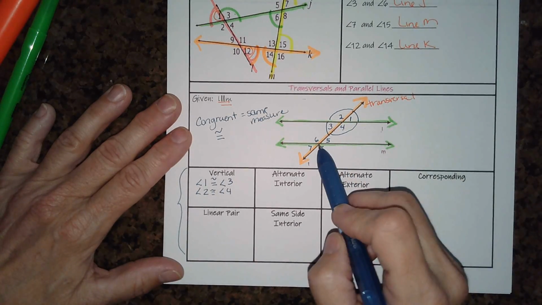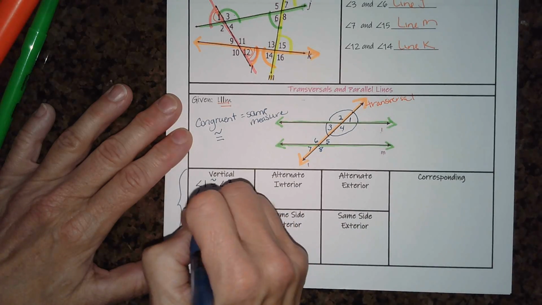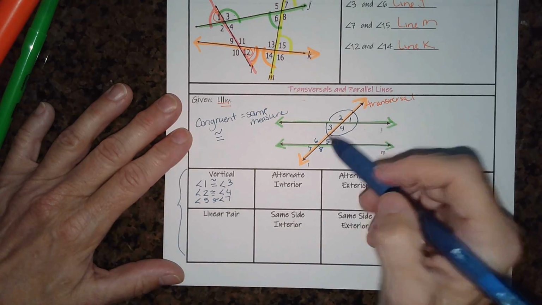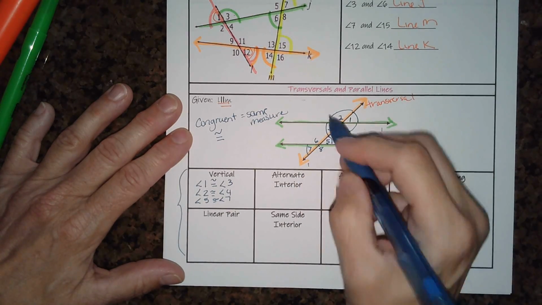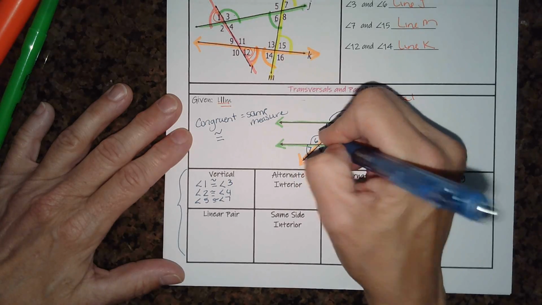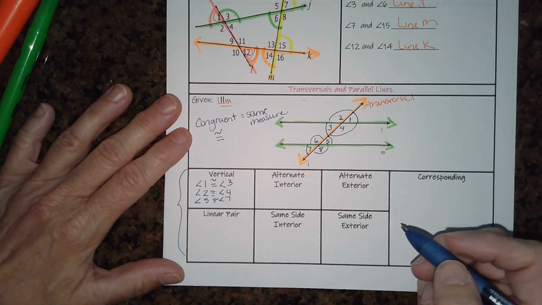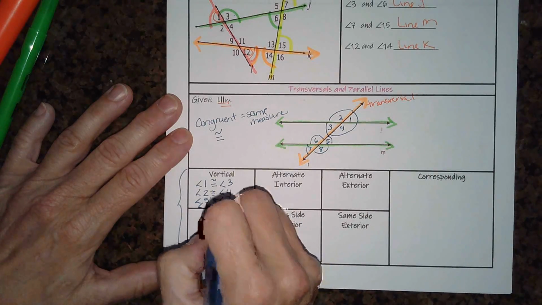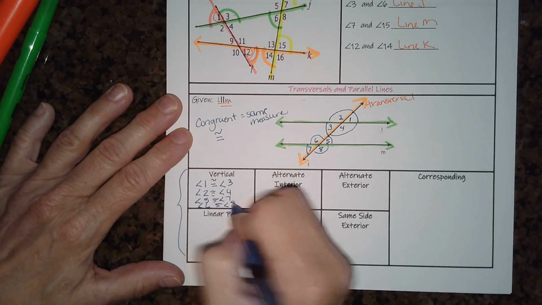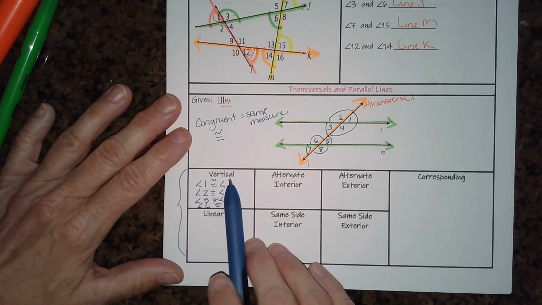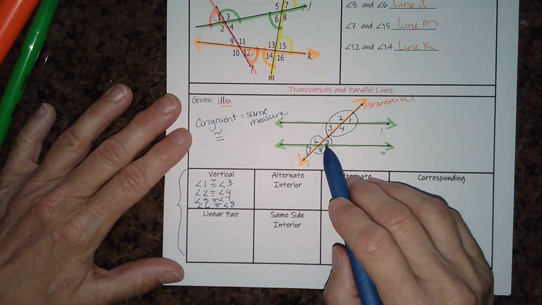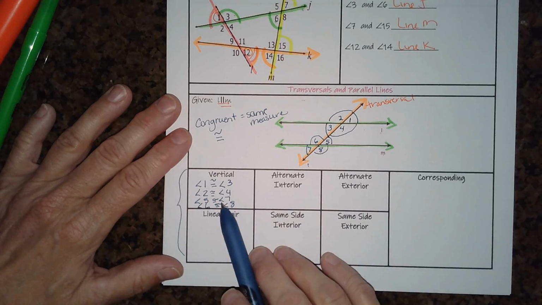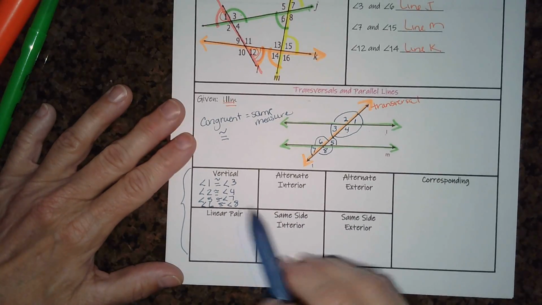Then let's move down to this intersection. Angle 5 is congruent to angle 7. And then also angle 6 and angle 8 are vertical angles. So they are also congruent. So angle 6 is congruent to angle 8. And so vertical angles are angles that are opposite each other at the intersection of two lines. Okay. All right.